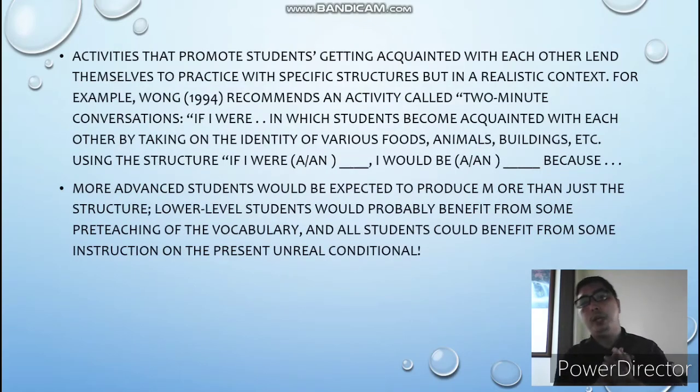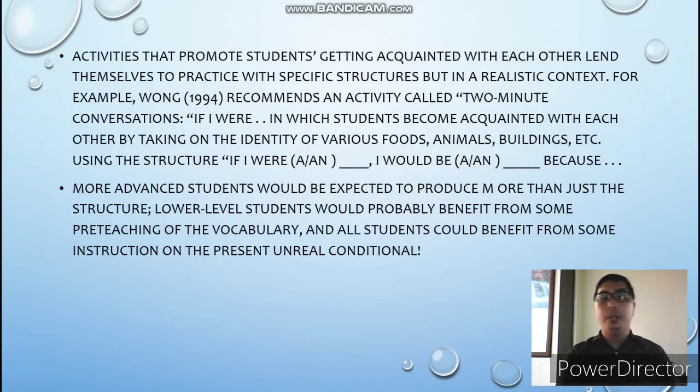Activities that promote students getting acquainted with each other lend themselves to practice with specific structures but in a realistic context. For example, Wong recommends an activity called two-minute conversations, "If I were blank," in which students become acquainted with each other by taking on the identity of various foods, animals, buildings, etc. using the structure "if I were." So you can make use of that particular structure, okay? And then they can record or deliver that in front of the class.